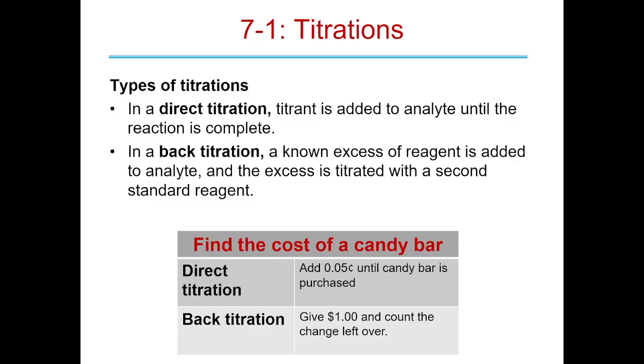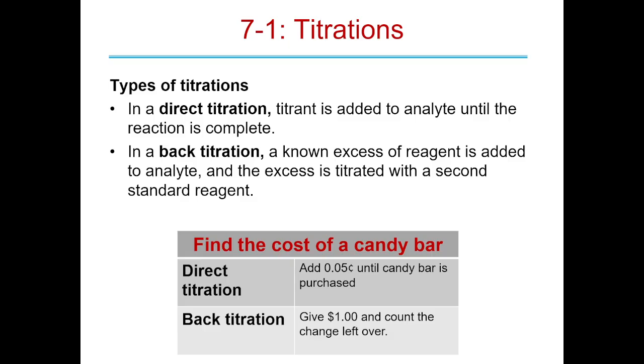So the types of titrations, there is a direct titration, and this is the one you're most familiar with. That is, the titrant is added to the analyte until the reaction is completed. This is your typical acid-base titration, where you would take vinegar, you add a standard NaOH to it, and you get the titration, right? That's a direct titration.